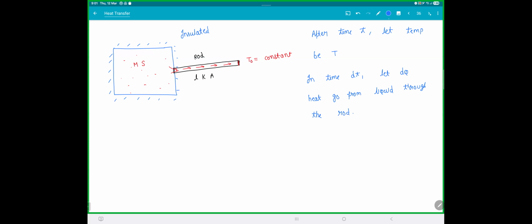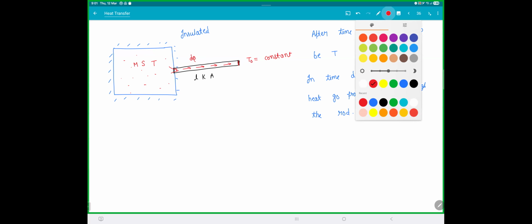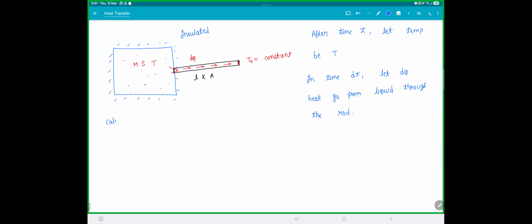Great. So the temperature here becomes T, and let dq heat flow from here. So first thing, from calorimetry, if you remove dq heat, temperature will change by dT. So dq will be minus ms dT. So be careful with that. Minus because the temperature is decreasing.